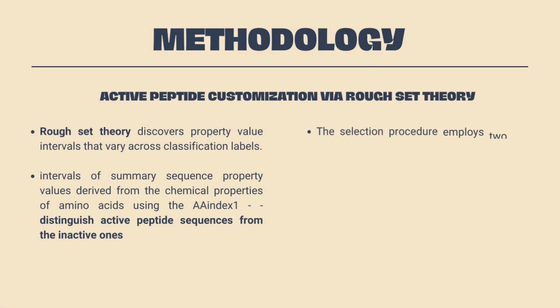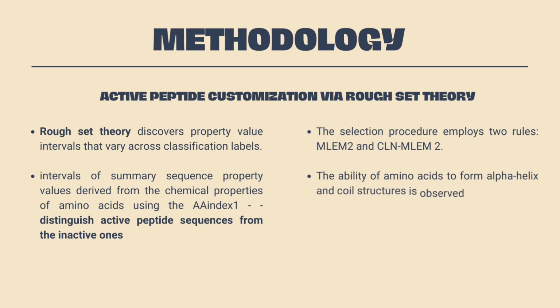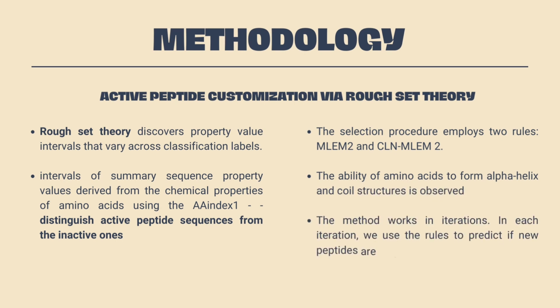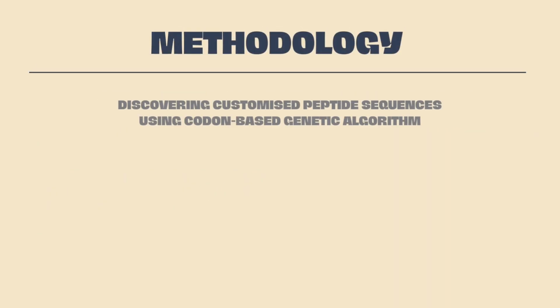There are two rules used in the selection process, which are MLEM2 and CLAMLEM2. In order to design the AMP, the main thing that is observed is the ability of the amino acids to form alpha helix and coil structure. The method works in iterations, and in each iteration, they use the rules to predict if the new peptides are active or inactive. The next method is to discover the customized peptide sequences using codon-based genetic algorithm.